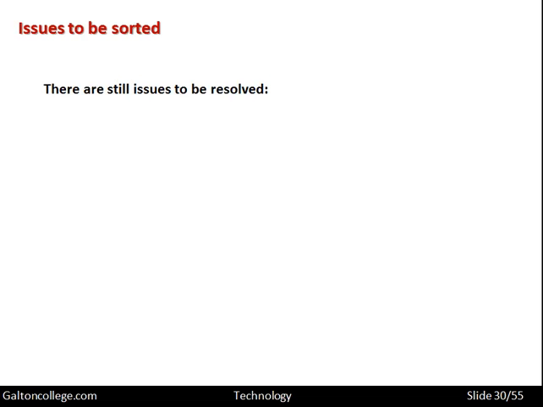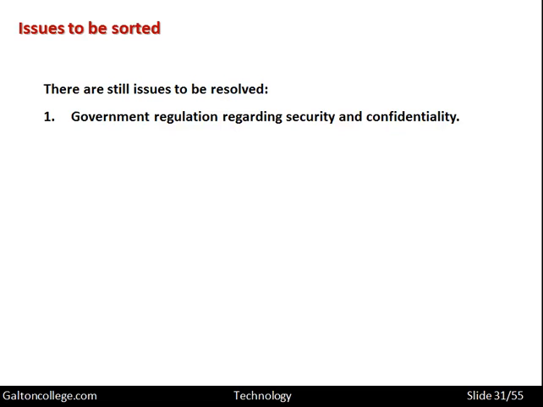Issues to be sorted. Well, there are still issues to be resolved. Government regulation regarding security and confidentiality. Governments are constantly trying to come to terms with what should be allowed and what should not be allowed on the internet, and also governments may want to watch what we're saying and doing online for security reasons.